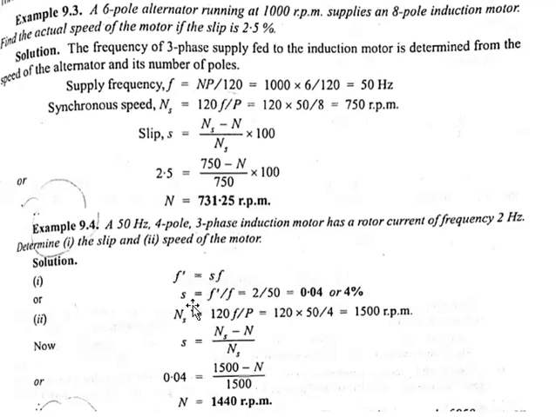So slip is how much? S is equal to f dash by f, that is 2 by 50. We get it as 0.04. It's a fractional slip, or it is 4%. Then what we have to calculate?